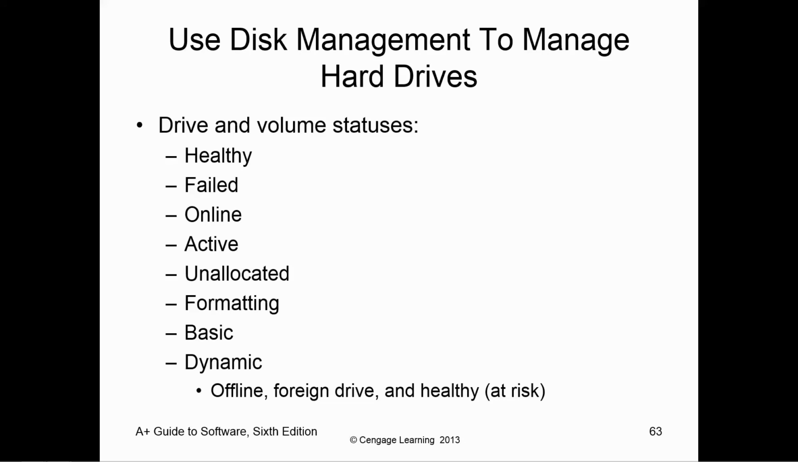Other things that Disk Management focuses on: is it healthy? Is it in a failed condition? For example, if you have a RAID 1 setup, and one drive dies, it will be listed as failed. Is it online? Is it on essentially? Is it active? Is it unallocated, meaning you have a hard drive there that's not in use? Is the hard drive being formatted? Is it basic or dynamic? Is it foreign? Or is it healthy but at risk?